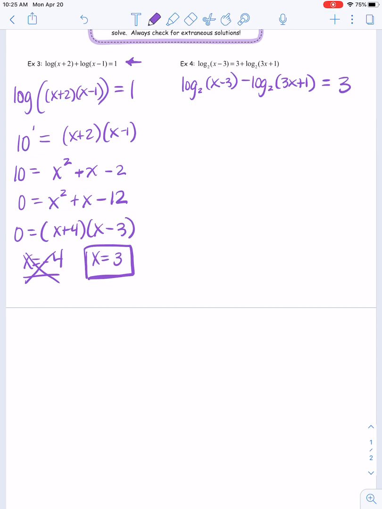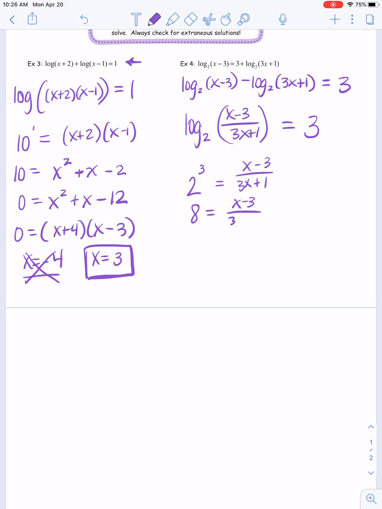Hopefully you know what's going to happen next. I have two logs with the same base that are being subtracted, so I can apply the quotient property. So I can divide that x minus 3 and that 3x plus 1. Log base 2 of x minus 3 divided by 3x plus 1 is still equal to 3. Okay, so because I don't have two logs or a log on either side, I need to rewrite this as an exponential function. So this is going to be base of 2 raised to the third power is equal to x minus 3 over 3x plus 1. 2 to the third power is 8.